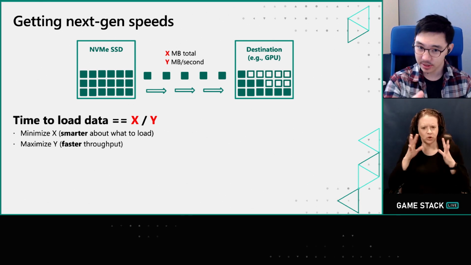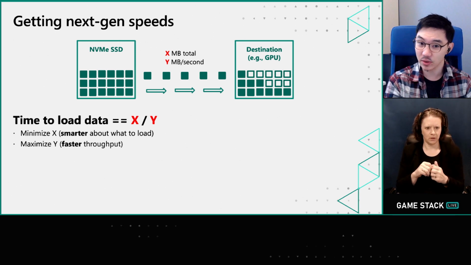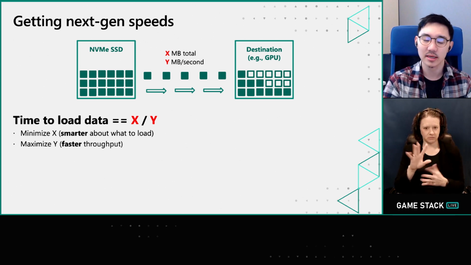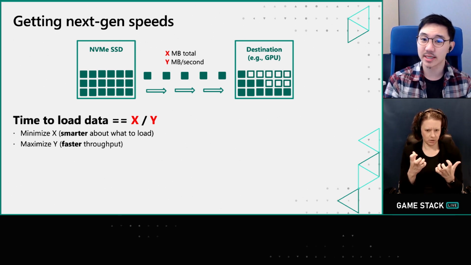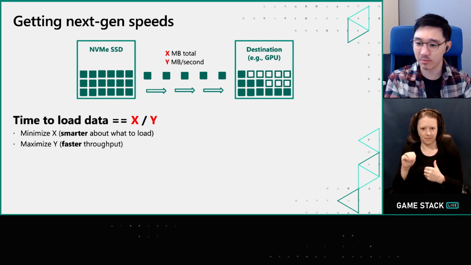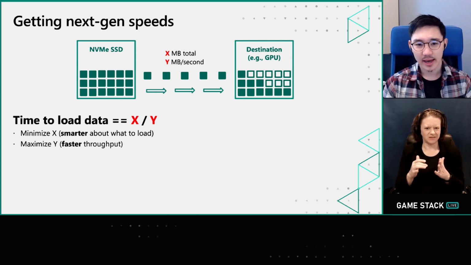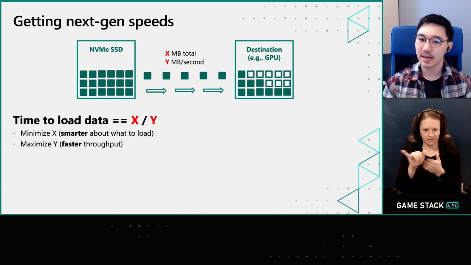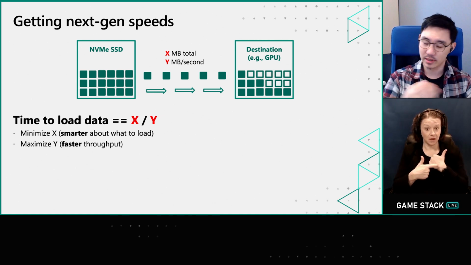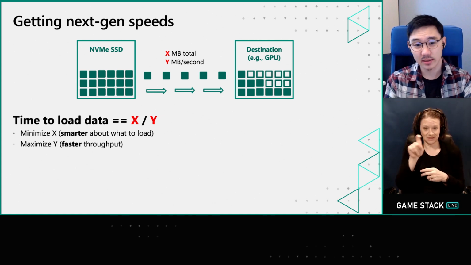That's X here on the screen, X megabytes total. That's how much data you want. And then Y megabytes per second is the rate at which you can transfer from point A to point B. And that basically means that the time to load the data is X over Y, the amount of data over the rate of data being transferred.